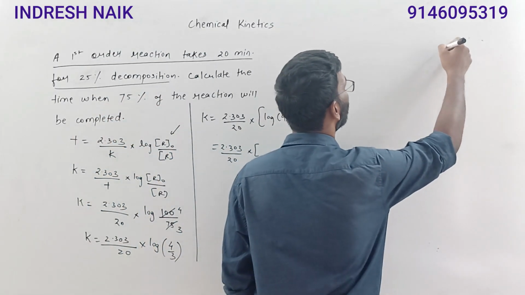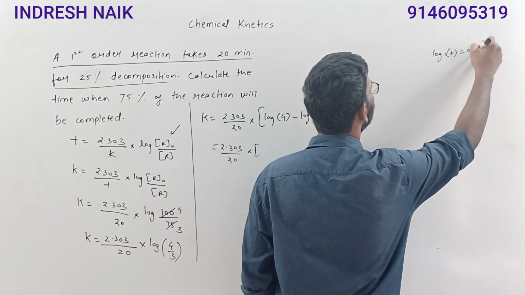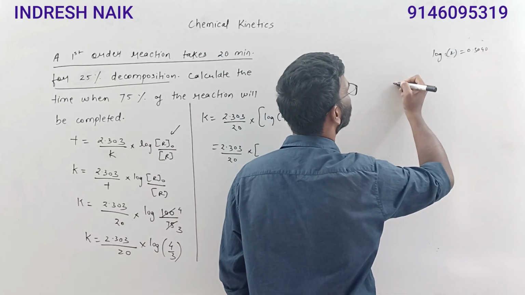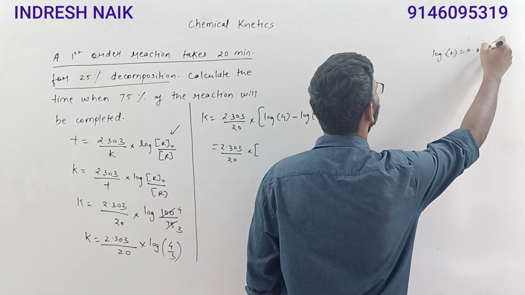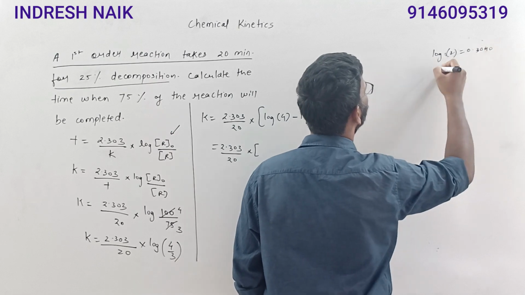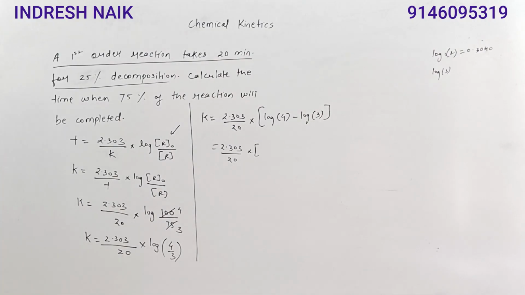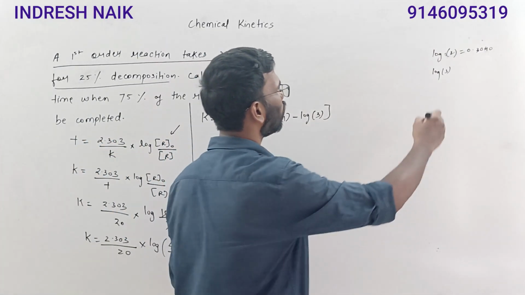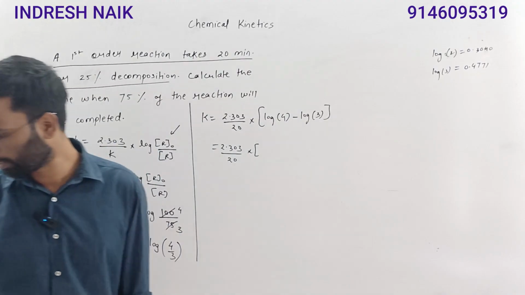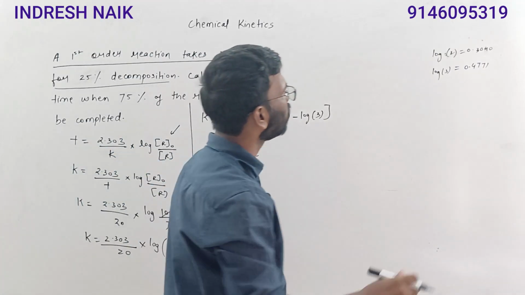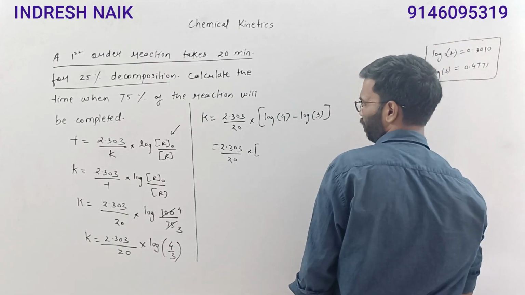Always remember these values. Log of 2 is 0.3010, right? And log of 3 is how much? Log of 3 is 0.4771. Okay, this is log of 3, 0.4771. This is 0.3010, not 40. Right? These values you should remember.